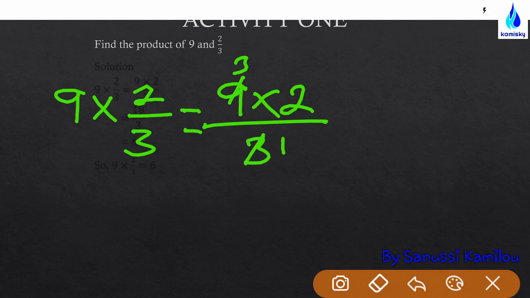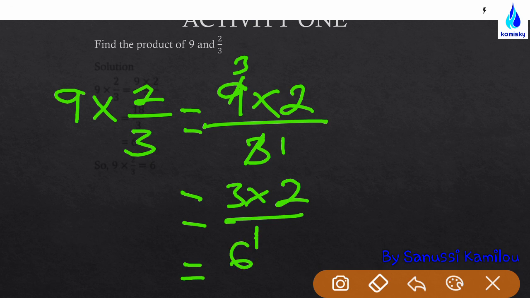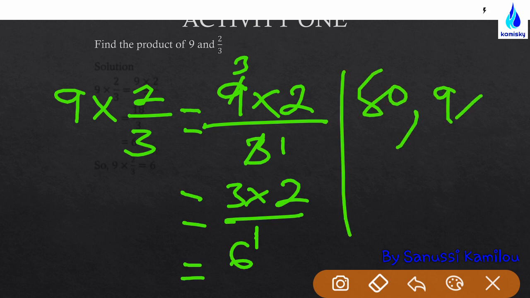Is it not so? So for that matter, I'm having what? I'm having 3 times 2 over 1. What will I get? I will get 6 over 1. We all know that 6 over 1 is the same as 6. Then you conclude your work by saying, therefore 9 times 2 out of 3 will give us 6. That is it. That's your final conclusion.